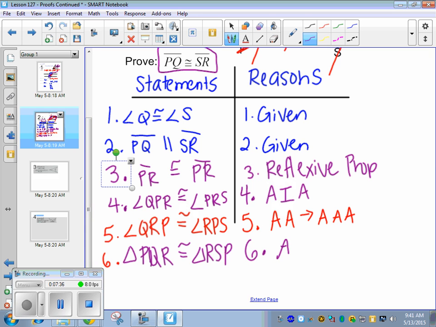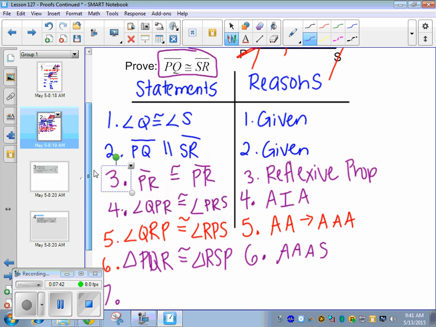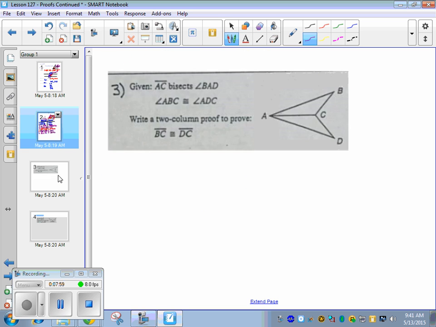Okay, angle, angle, angle, side. Now we can state the final thing that we were trying to prove, which is PQ is congruent to SR by, okay, what's that stand for? All right, good. Good. All right, let's do one that has bisect, definition of bisect in it.